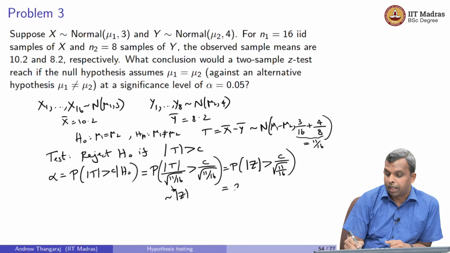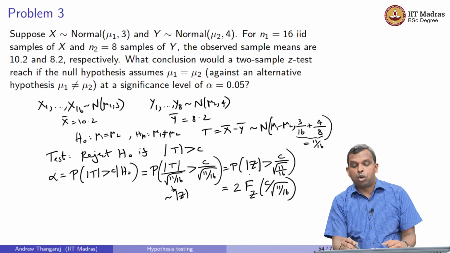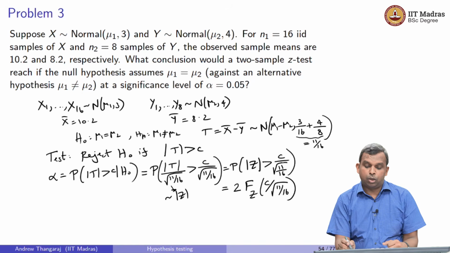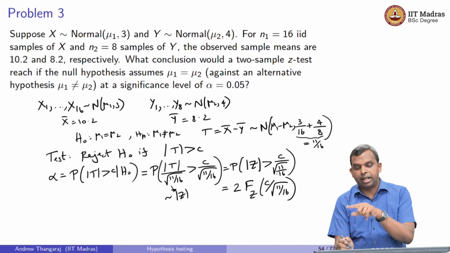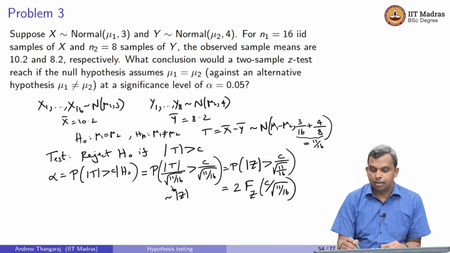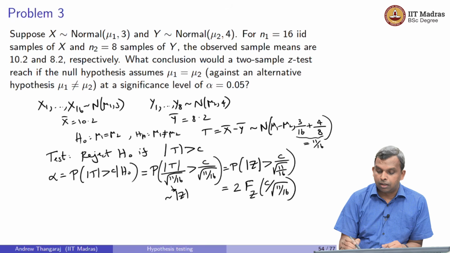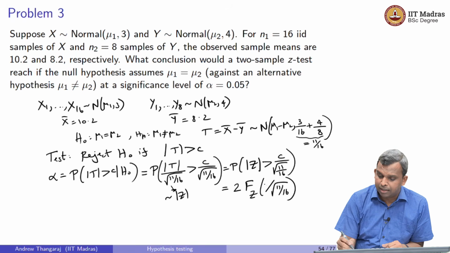This is going to become 2 times Fz of c by root 11 by 16. Okay. So mod z greater than c by root 11 by 16 is either z being greater than c by root 11 by 16 or z being less than minus c by root 11 by 16, and these two are actually equal, right? So it is just 2 times Fz of minus c, I should put here, it's not c, minus c.